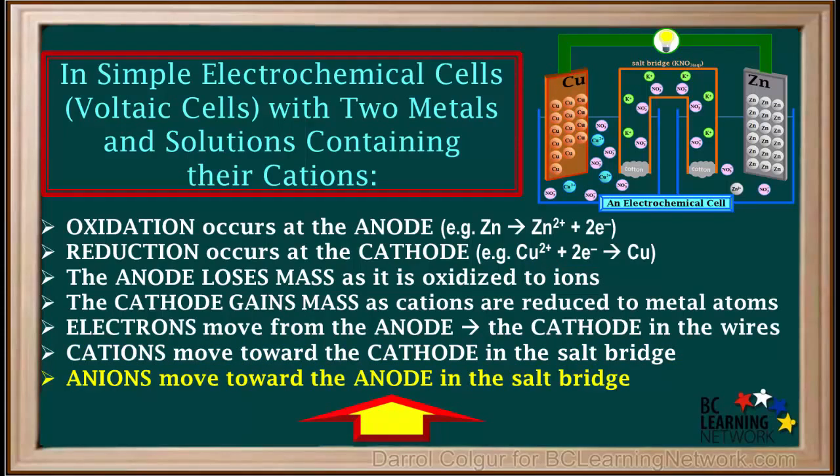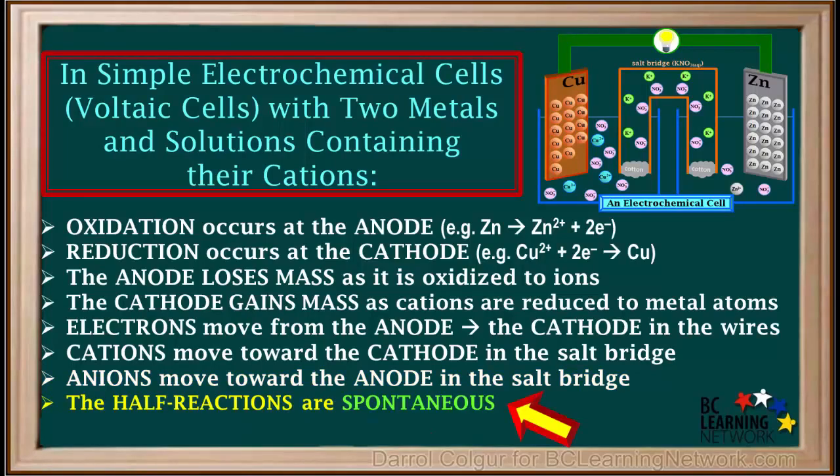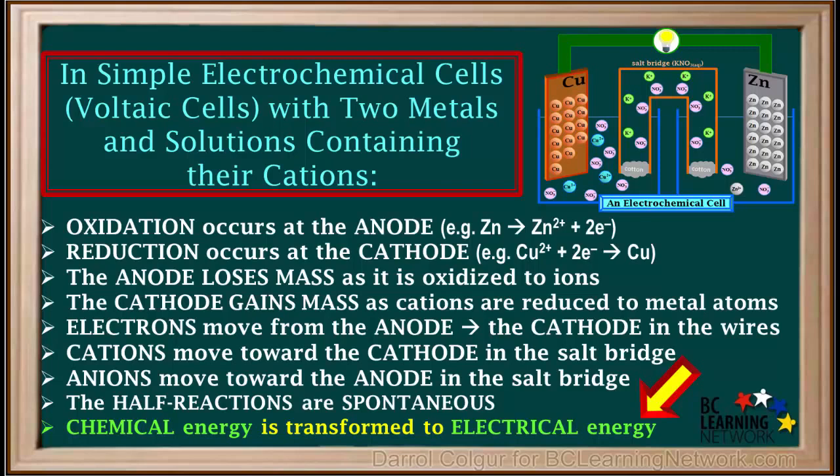Anions move toward the anode in the salt bridge. Both anions and anode start with an. It is important to remember that reactions in an electrochemical cell are always spontaneous. In another type of cell we'll look at later, an electrolytic cell, the reactions are non-spontaneous. In all electrochemical cells, chemical energy is transformed into electrical energy. It is good to study and be familiar with all these facts about electrochemical or voltaic cells.